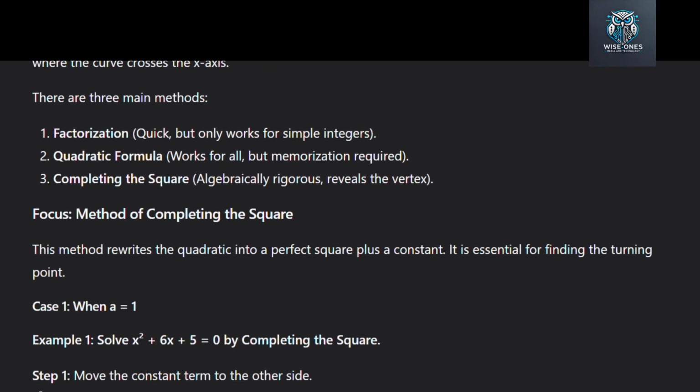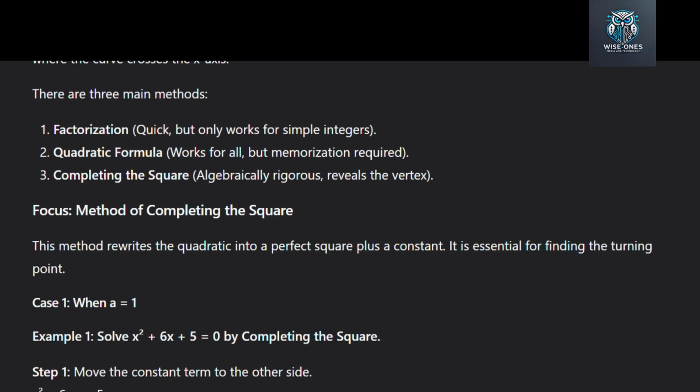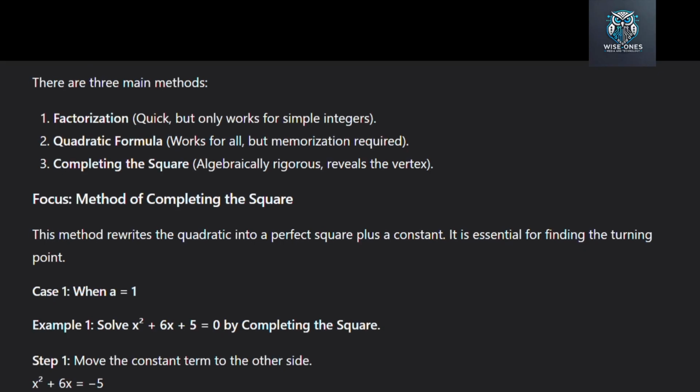When the graph touches the horizontal line, the height is 0. There are three main methods to find these roots. Method 1 is factorization. This is quick, but it only works for simple integers. Sometimes you cannot factorize easily.